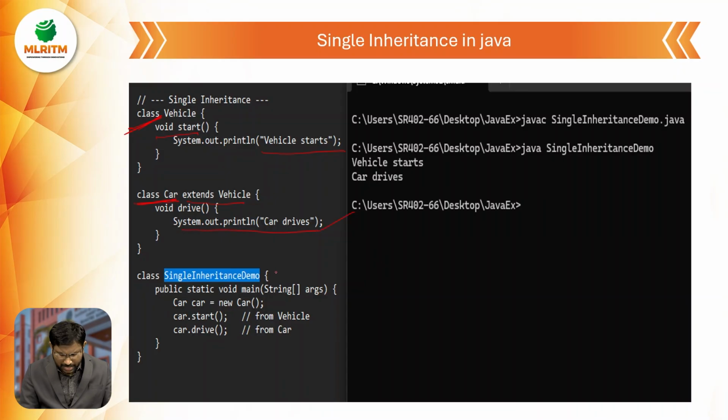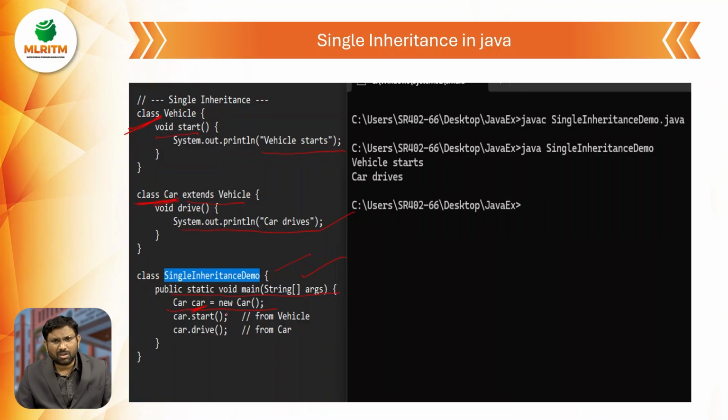Now I have taken another class and written the main method here: public static void main, String args. Next I have created an object for the child class. What is the child class name? The child class name is Car, capital C, small ar. This Car is the child class name, and this small car is the reference variable.